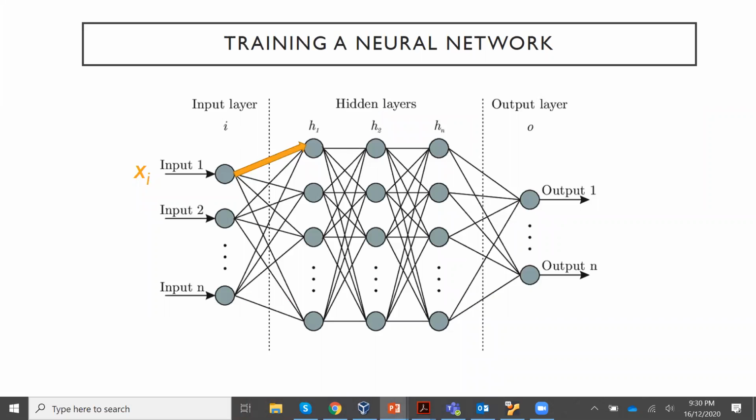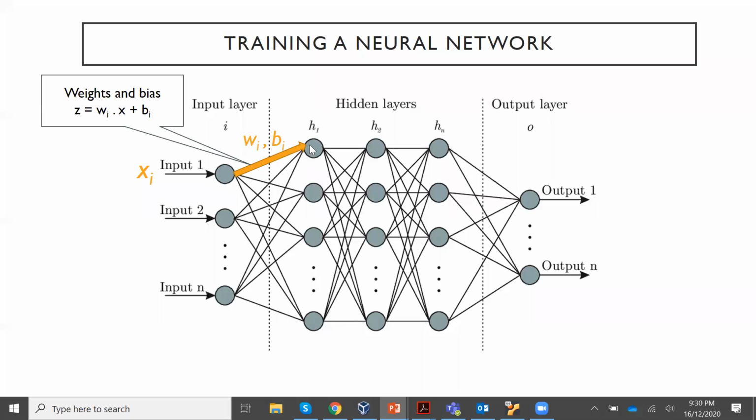So let us take a brief look at how a neural network is trained and how it learns to make accurate predictions. Let's imagine we have input xi here, and this is passed to the next layer, the next neuron, and associated with these arrows are some weights and bias terms.